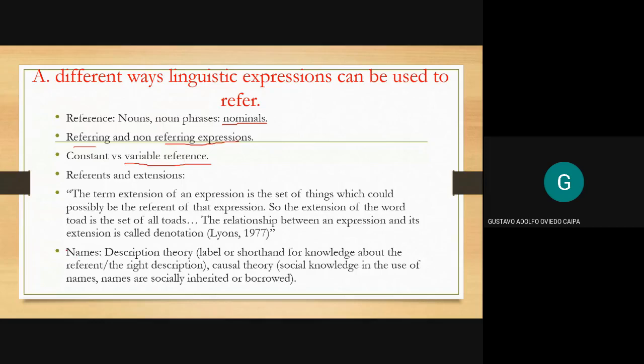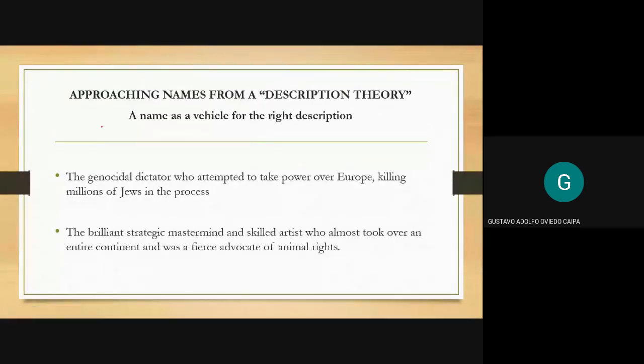Names are other expressions that we can use for reference, to pick out elements in the world, mostly people. So names are elements that we can use to refer to entities in the world, mostly people. All right, so let's see some of that. So we say, approaching names from a description theory, a name is a vehicle for the right description.